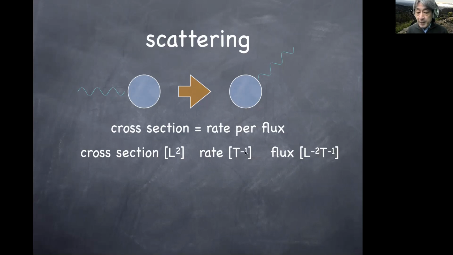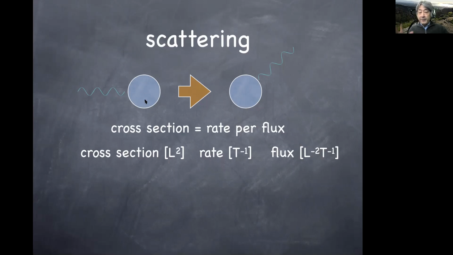So the unit would be: the rate is inverse time, and you divide it by the unit of flux, that's inverse area, inverse time. Inverse time cancels between rate and flux. Inverse area is in the denominator, so that gets brought to the numerator as the area, and hence here's the unit of the cross-section. So very roughly speaking, cross-section is the size of the target you are trying to hit.